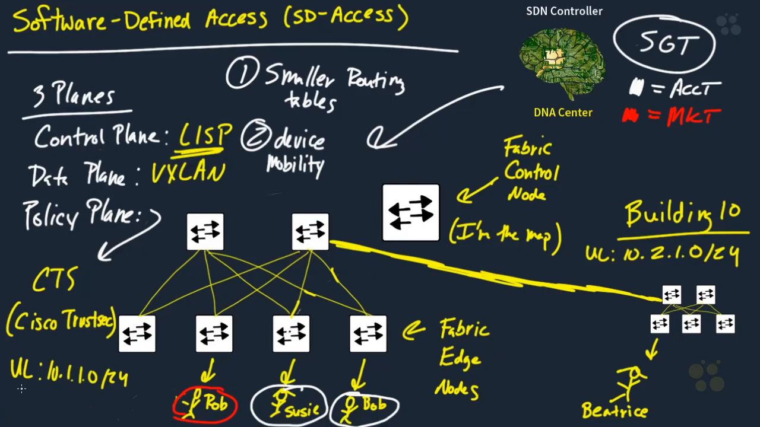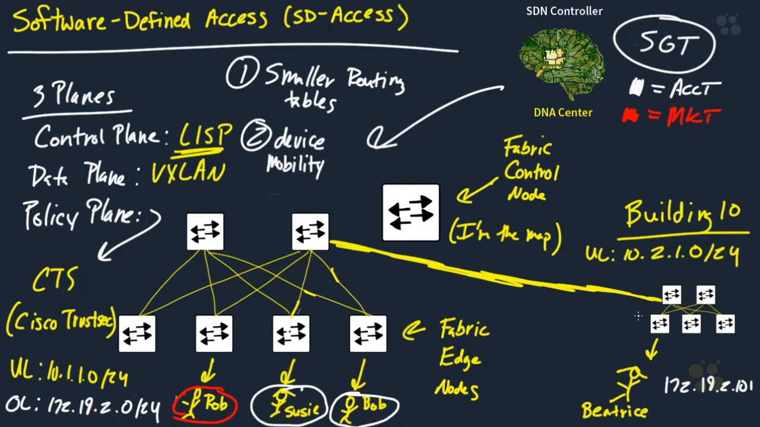And then we didn't talk about what the overlay IP addressing scheme might be. So let's say the overlay IP addressing scheme might be 172.19.2.0/24. So that'll be the IP address scheme for Rob, Susie, and Bob over here. But guess what? Over here at this other building, it'll be the same too. So when Beatrice was over here, let's say she had the IP address of 172.19.2.101. Well, when she moves over here to building 10, guess what? She keeps that IP address.